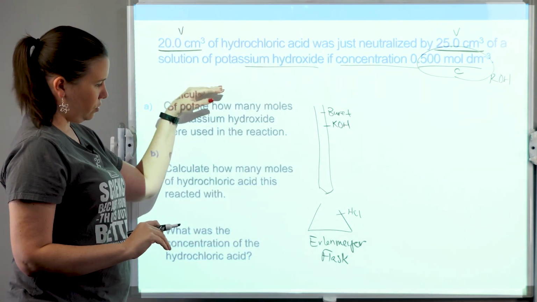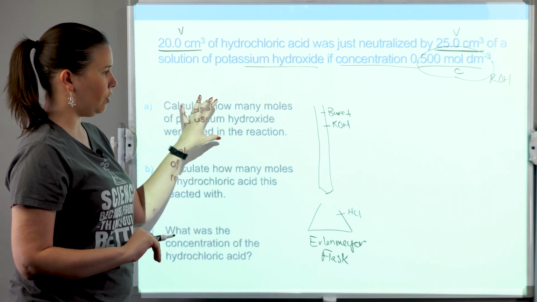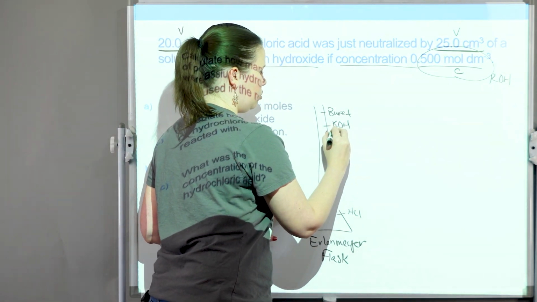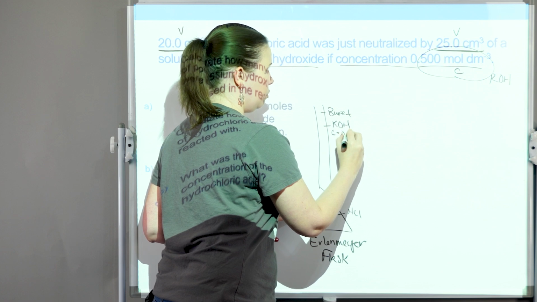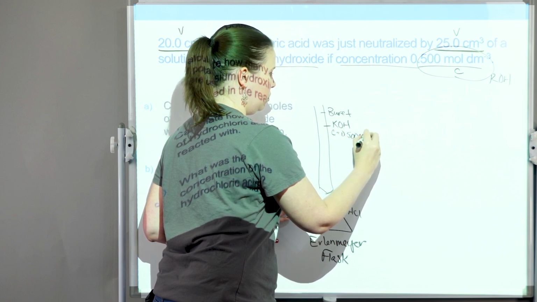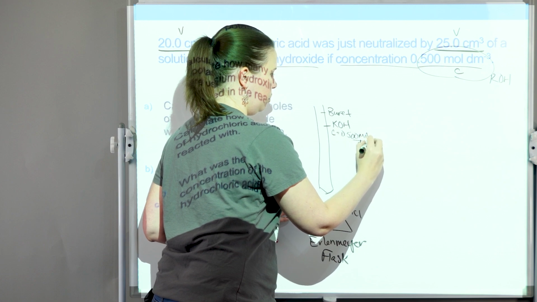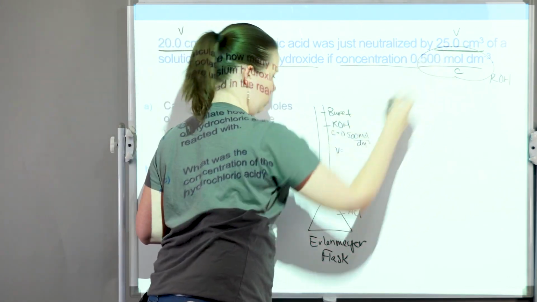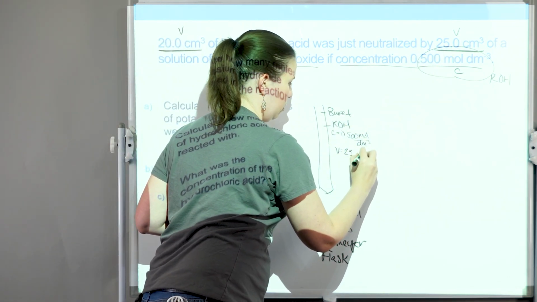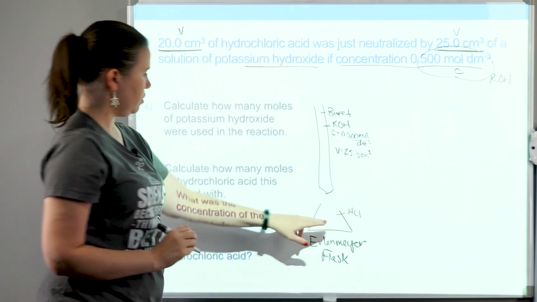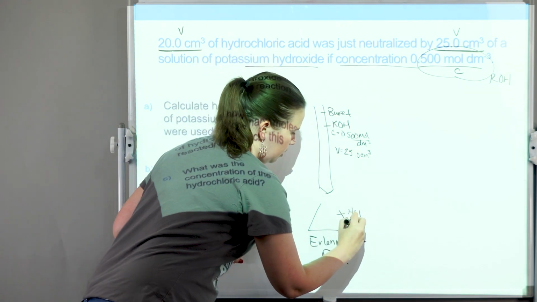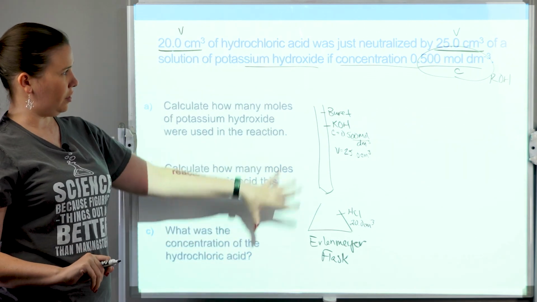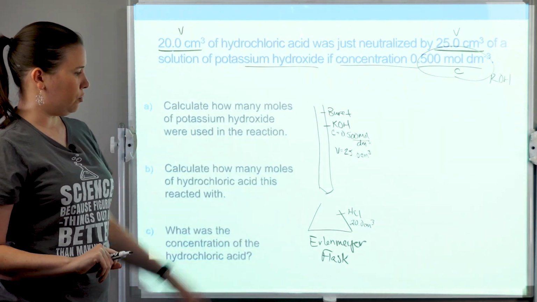So one trick I like to use to organize my problem is to write what I know, using this diagram as a guide. What do I know about the KOH? I know that its concentration is 0.500 moles per decimeter cubed. And I know that its volume is 25.0 centimeters cubed. And then the only thing I know about my hydrochloric acid is that it's 20.0 centimeters cubed. So now that I've got myself organized, let's think about the neutralization itself.